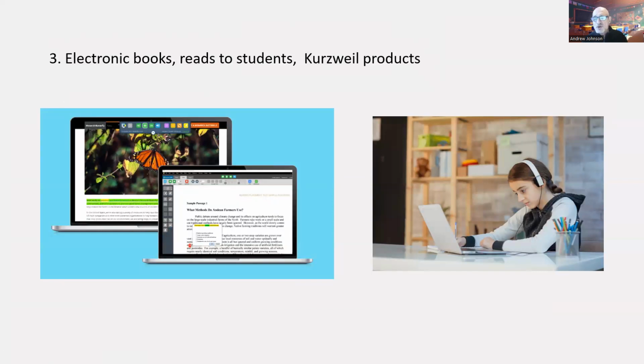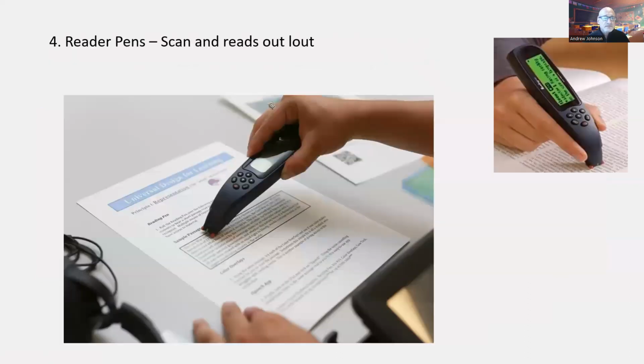Electronic books, Kurzweil, these are textbooks that are read to the students. If students have a severe reading disability or dyslexia, we don't want them to fall behind conceptually or in their vocabulary. So we have books on tape so that they can keep up with other students in the content areas. This is for content area textbooks.